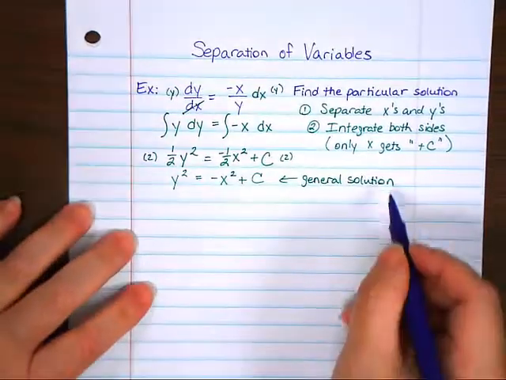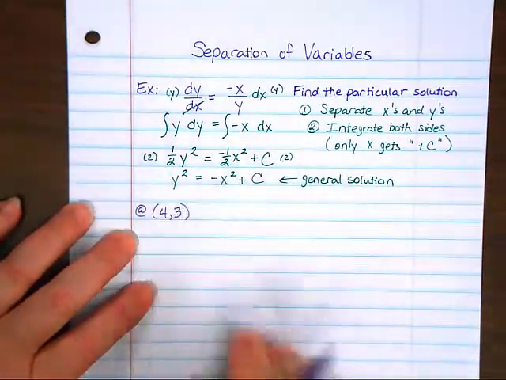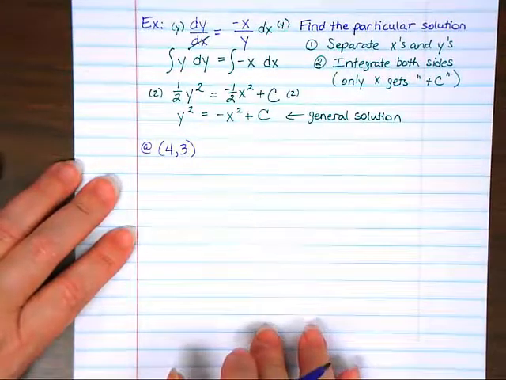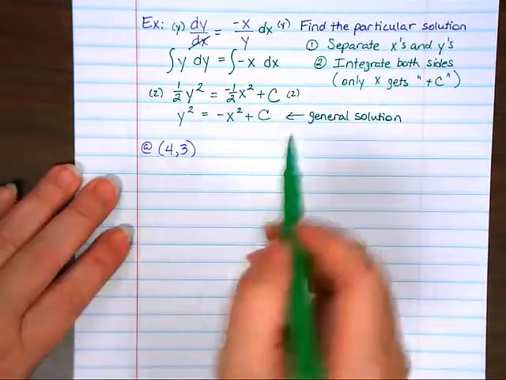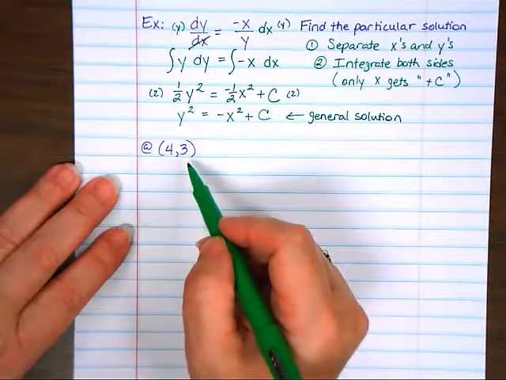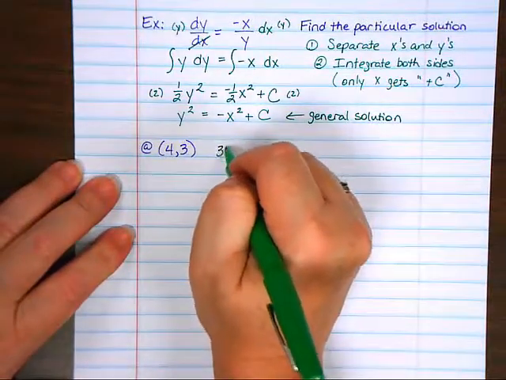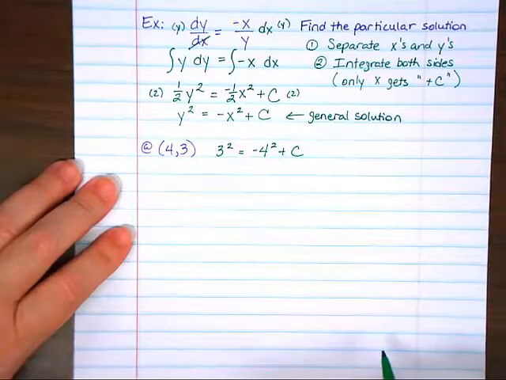Now, in order to find a particular solution, they would have to give you a point, and the point they're going to give you is the point (4, 3). This is how we find the C. We talked about this yesterday as well. So at the point (4, 3), we take our general solution, plug in the values for x and y, and solve for C. So 3 squared equals negative 4 squared plus C.